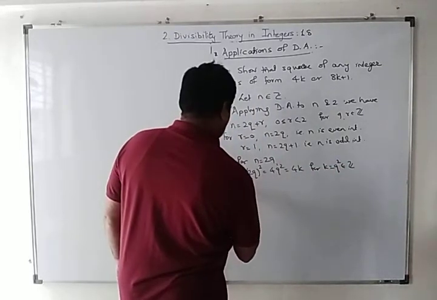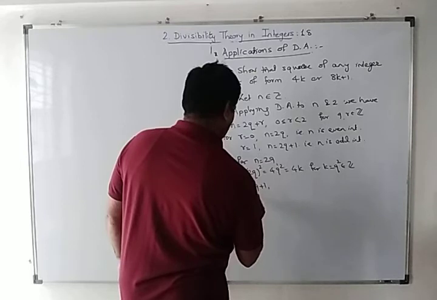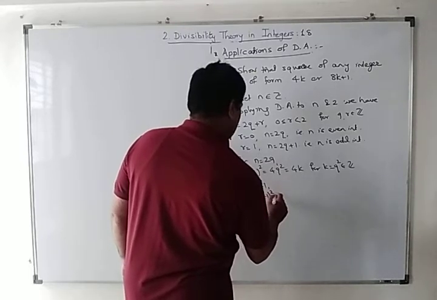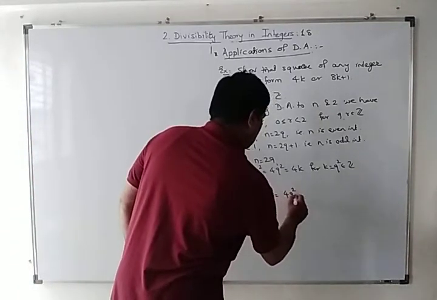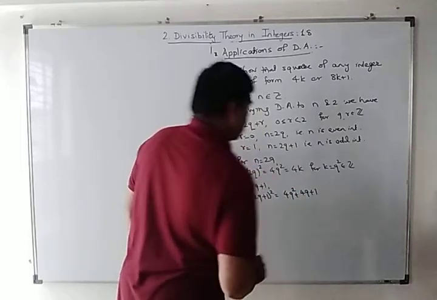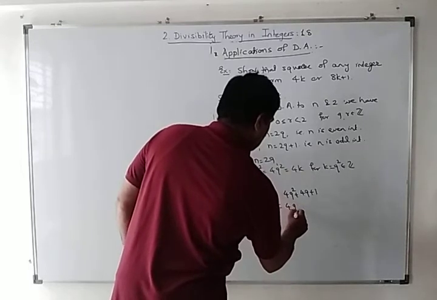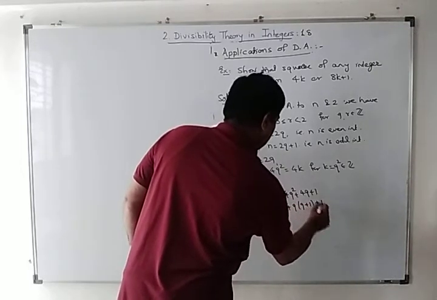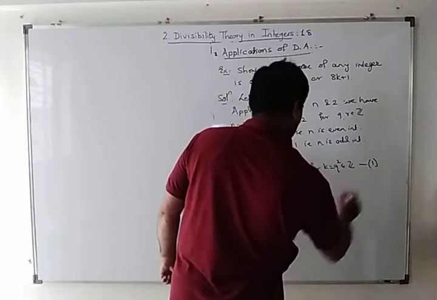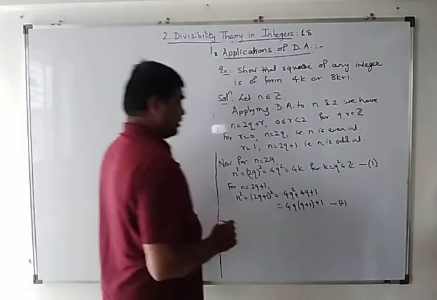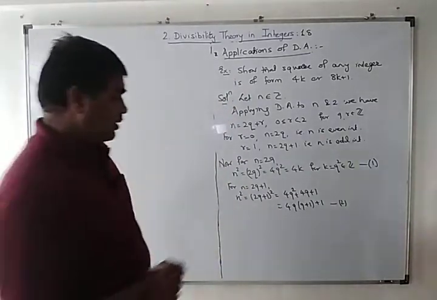For n equal to 2q plus 1, n square is equal to (2q plus 1) square. If you simplify this, we will get 4q square plus 4q plus 1. Now you can observe here that this is 4q into (q plus 1) plus 1.